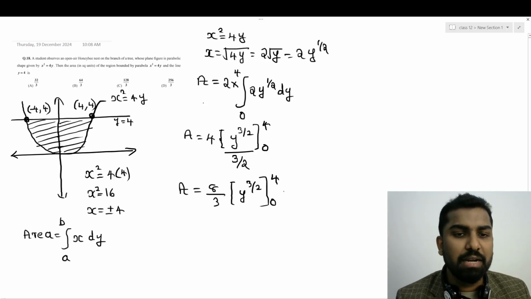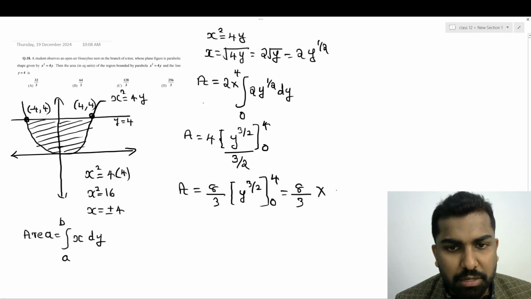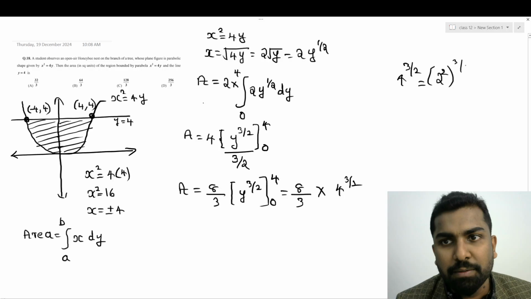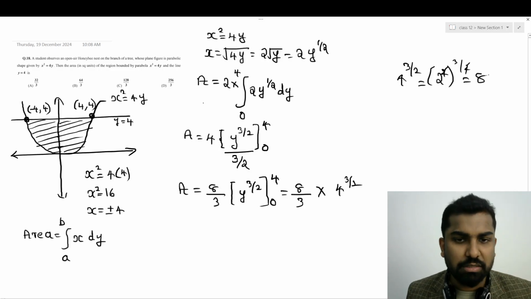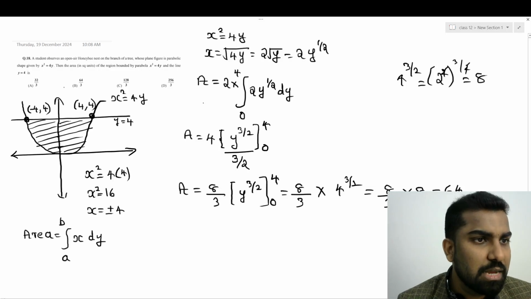Okay, only upper limit we have to substitute because lower limit is 0. That means 8 by 3 multiplying with y to the power 3 by 2, that is 4 to the power 3 by 2. Alright, so 4 to the power 3 by 2 means 2 square whole to the power 3 by 2, right? So this cancels, they are basically equal to 8. Okay, so 4 to the power 3 by 2 means 8. So your answer is nothing but 8 by 3, you have to multiply with 8. That will be equal to 64 divided by 3. If I am checking, option B is the correct answer for this.